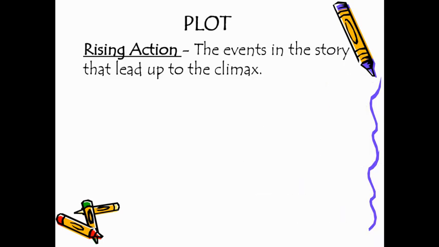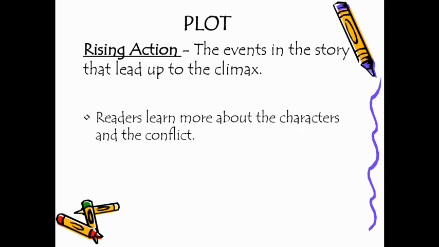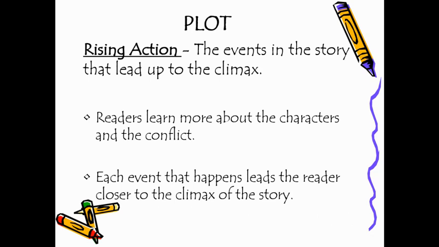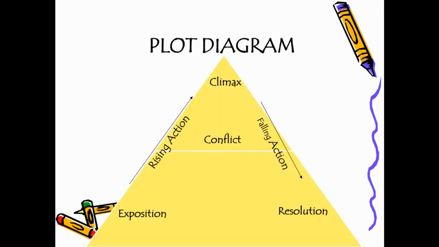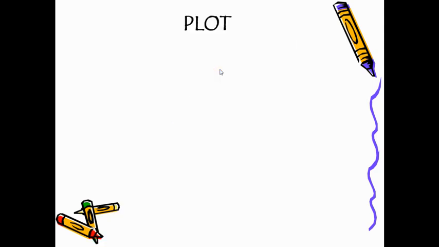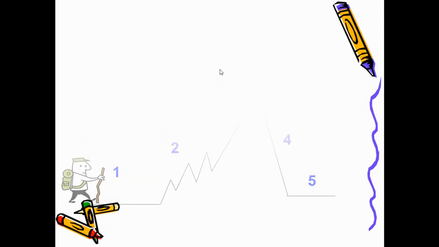Next, you're looking at your rising action. The rising action is everything that leads to the climax. You learn more about the characters and the conflict, and each event that happens leads to the climax of the story. So the rising action is leading towards the climax. And you can see that in this image here, that they lead on to one another if you follow the arrow. So your exposition at the bottom, rising action, and then lead to your climax. Can you remember what the definition of the climax is? We did this before. Well done. The climax is the most important or most exciting part of a text.